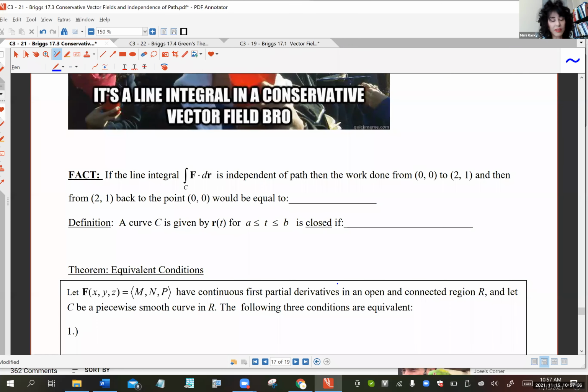So let's do a little prep work before we do the grand finale theorem. So if you have a line integral and it's independent of path, then the work done from, say, a point (0,0) to (2,1) and then from that point (2,1) back to the starting point would be equal to what? It'd be equal to 0. Well, how come? Because look, you're starting and stopping at the same point. It's almost as if you never moved.